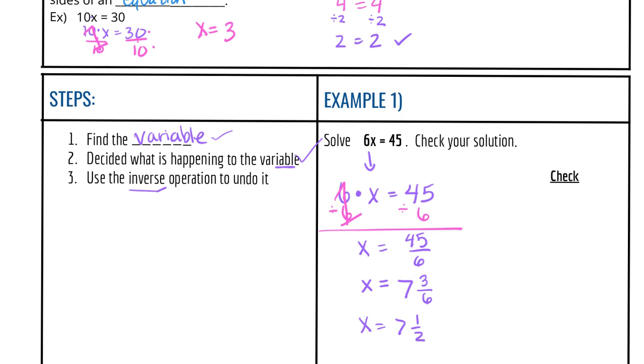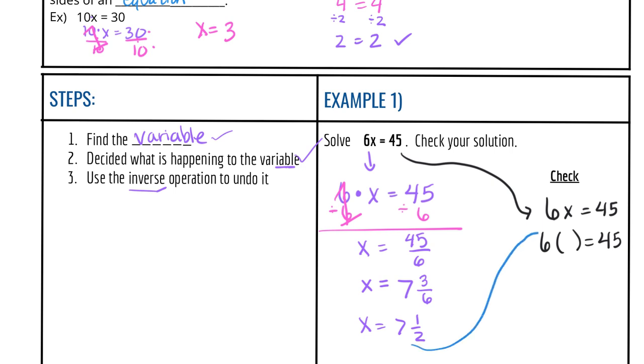So I need to check my work. To check my work, I'm going to rewrite my equation in here: 6x equals 45. And I'm going to substitute in my solution, which is 7 1/2, into this equation.